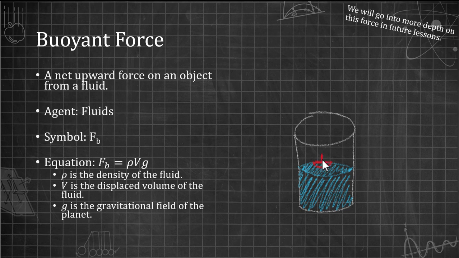An example where we'd use buoyant force is if we had maybe a toy or an object that's placed in some beaker of water, and that object is floating on top of that beaker of water, or maybe even it's suspended inside that beaker of water.